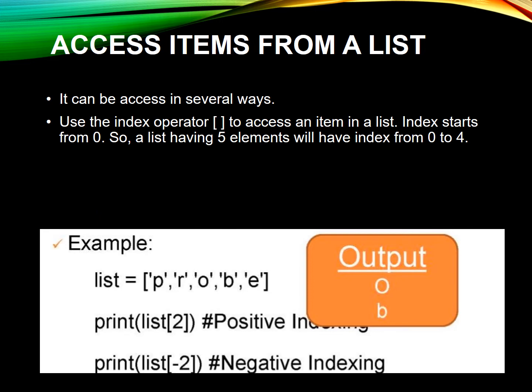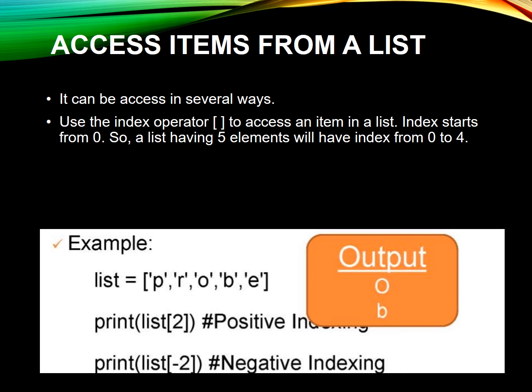Accessing items from a list, items or elements. So these elements can be accessed with the help of index. We know that index starts from 0 if we check it from the left side, but if we check it from the right hand side, the indexing starts with -1. So if a list is there which is containing 5 elements, PROBE, we are giving the statement as print list 2. So it will be pointing to the second element because the index for P is 0, R is 1 and for O it is 2. So it will print O.